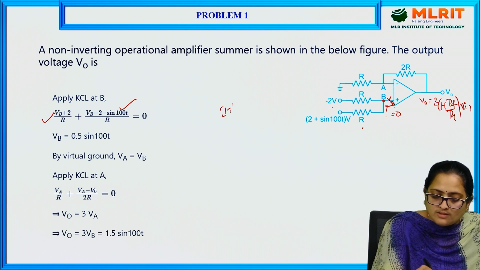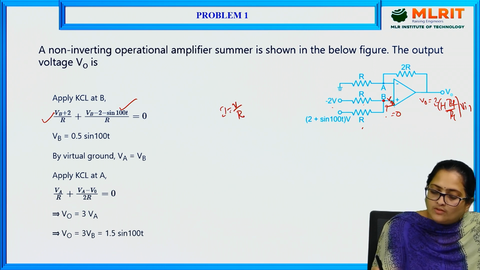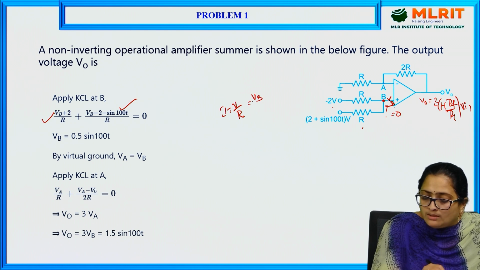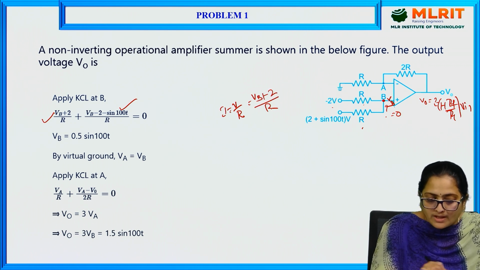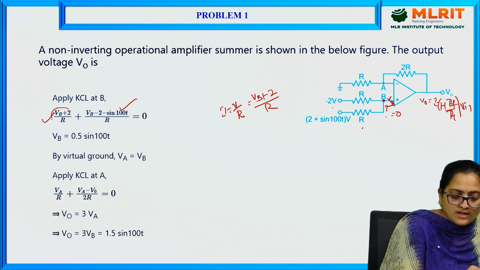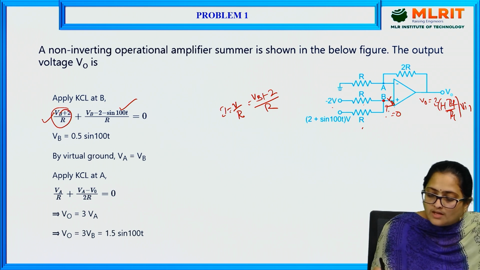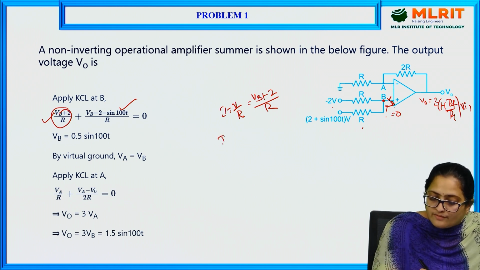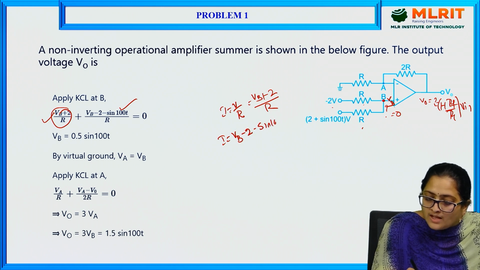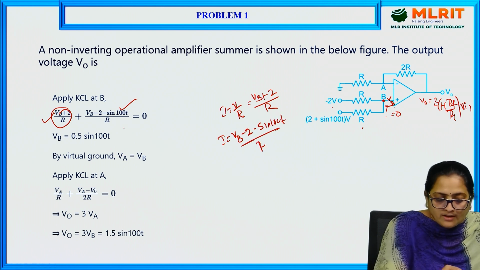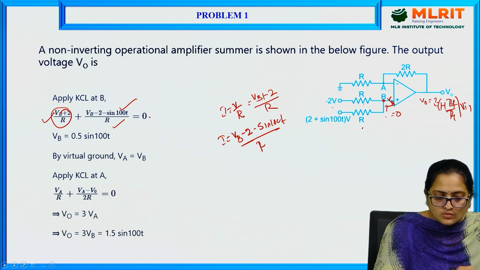I is equals to V by R. So V here in the arm is given as VB minus of minus 2, that is VB plus 2 divided by R. So this is the current across the first arm. The current across the second arm is given with I is equals to VB minus 2 minus sine 100t divided by R, which is equals to 0.